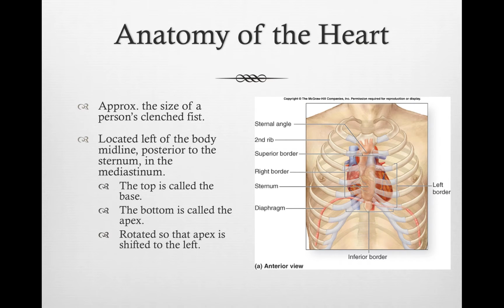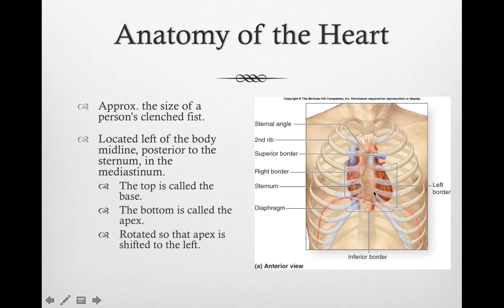Now, the anatomy of the heart is approximately the size of a person's, specifically clenched fist. So if you clench one of your fists and look at it, that is roughly the size of your actual heart, or at least that should be. It is located left of the body midline, so this is the body midline. And so notice that it is just a bit more left of the body midline here. It's posterior to the sternum. This is a good thing for obvious reasons, right? That rib cage is meant to be a bony barrier to the outside world, to the heart, thank goodness.